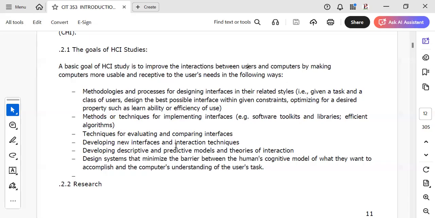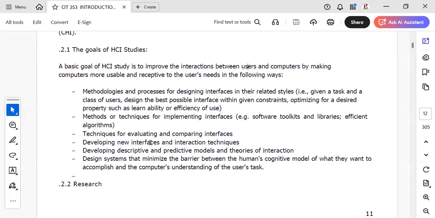Just like I've mentioned in the last point, if one interface does not suit one device, we need to develop a new one that suits that device. So we are going to develop new interfaces and interaction techniques in this course. Or not one of the goals, one of the ways of achieving the goals of this course. The basic goal is to improve interaction. Don't forget, improvement of interaction between the users and the computer. But we can achieve it in the following ways.